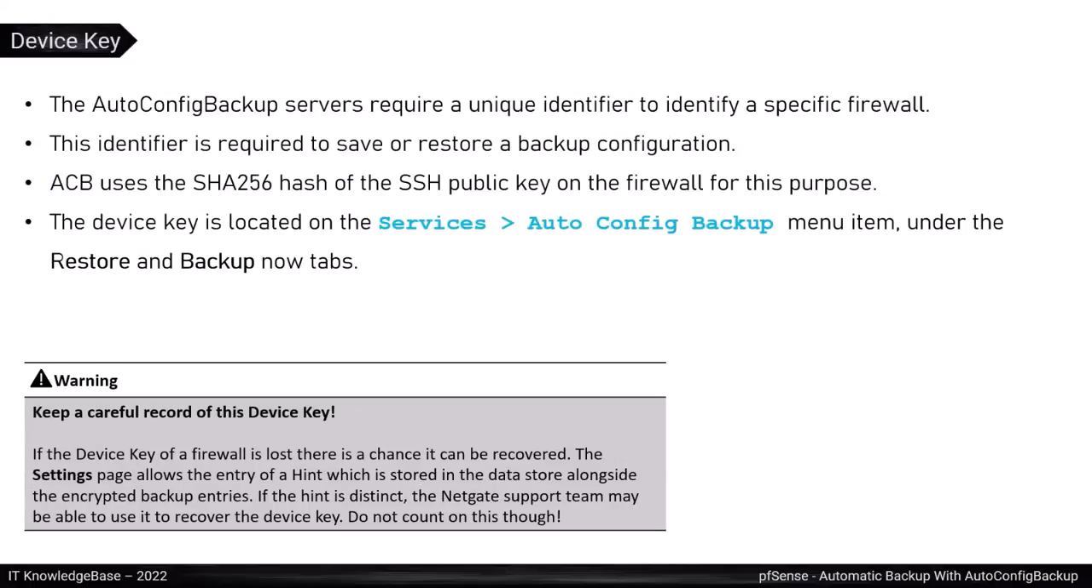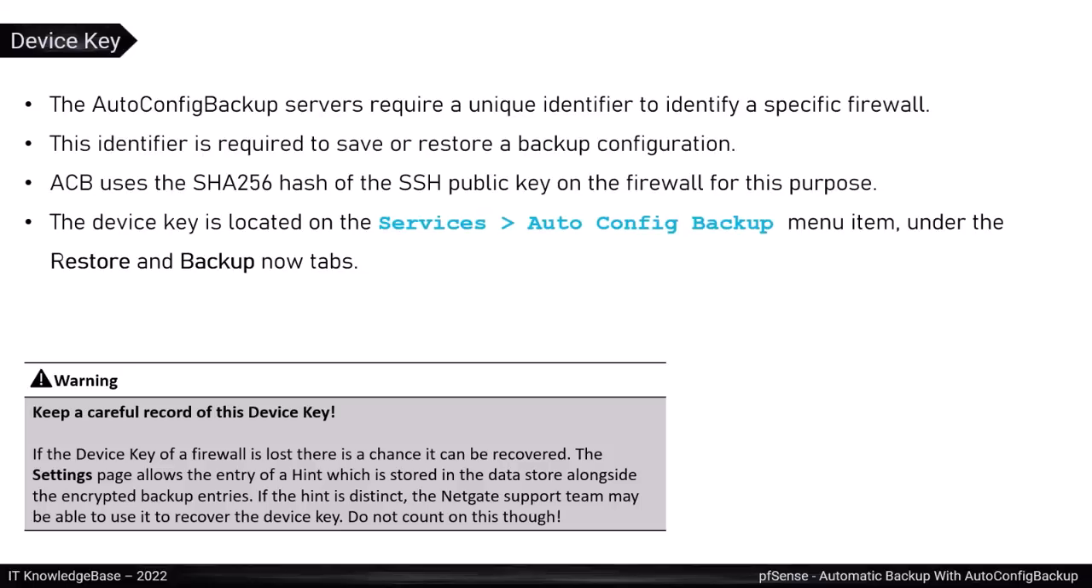Device key. The AutoConfig Backup servers require a unique identifier to identify a specific firewall. This identifier is required to save or restore a backup configuration. ACB uses the SHA-256 hash of the SSH public key on the firewall for this purpose. The device key is located on the Services tab, under the AutoConfig Backup menu item, in the Restore and Backup Now tab. Please keep a careful record of this device key.